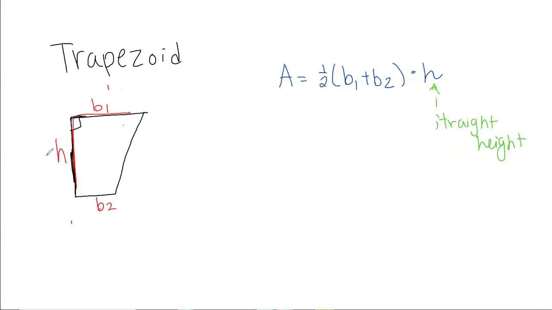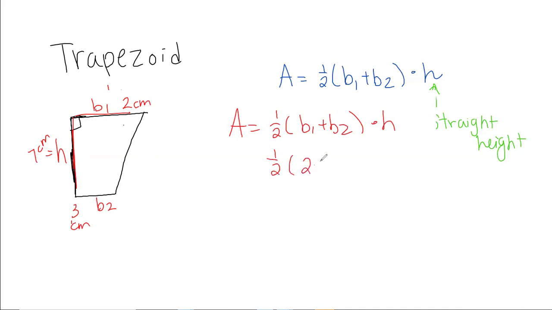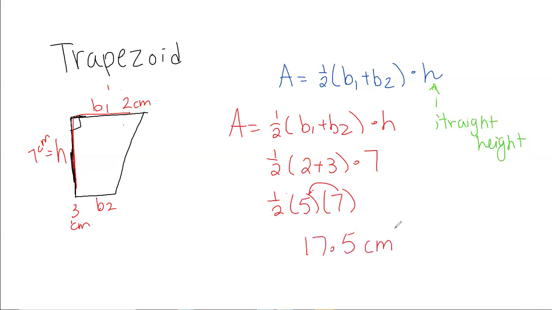So let's just do that. I'm going to say the height is 7 centimeters. Base 1 is 2 centimeters and 3 centimeters. Picture, not to scale. So area is 1/2 base 1 plus base 2 times height. 1/2 2 plus 3 times 7. Do the adding first. So this would be 1/2, 5, 7. 5 times 7 is 35. 35 cut in half. 17.5 centimeters squared.